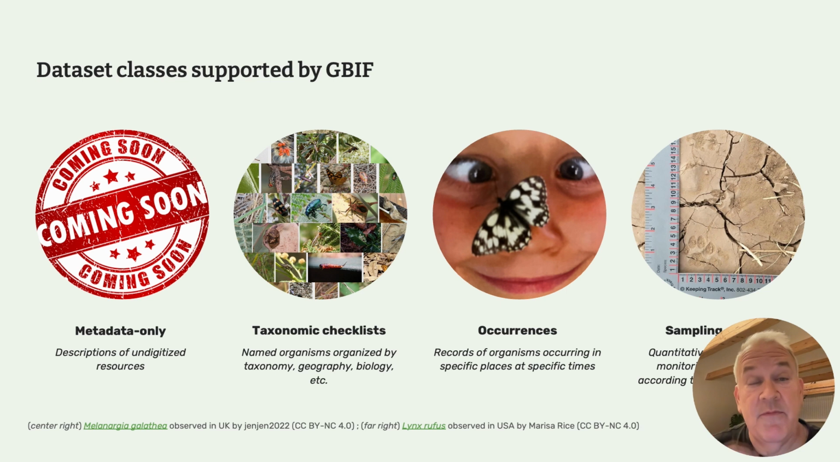GBIF provides access to 4 different classes of data sets. We have metadata-only data sets that describe resources that exist but whose individual records are not yet accessible online. Taxonomic checklists, which are lists of named organisms organized by taxonomy, geography, and other themes. Species occurrences that record the observation and collection of named organisms, often species, in time and space. And sampling events, which provide the means for quantitative monitoring according to standardized protocols.